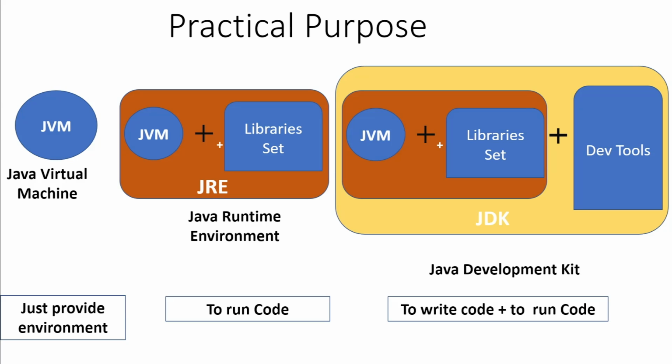Now, to develop a Java application, you need to have the Java Development Kit. So JDK is used to run the code, plus it is used to develop the code. To write, compile and test any program, we need some development tools. These development tools consist of a compiler and a debugger.